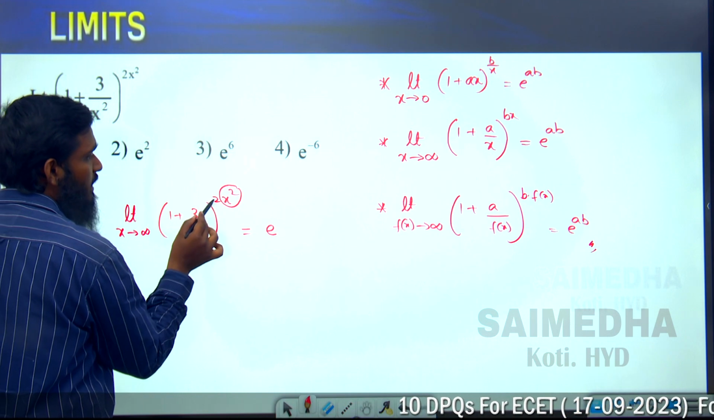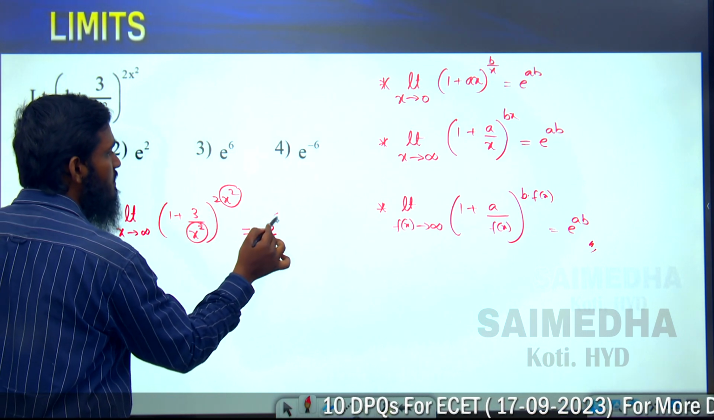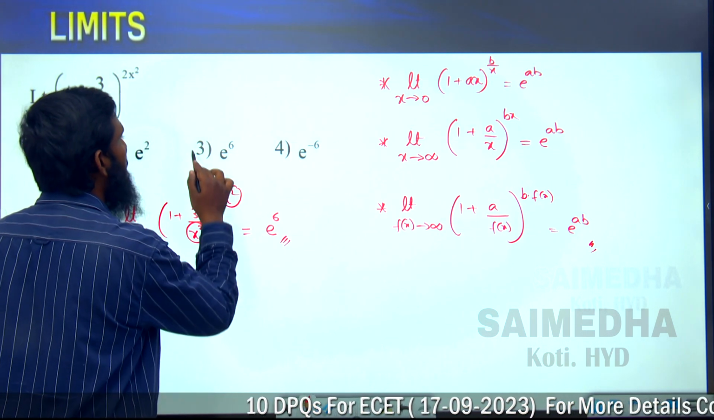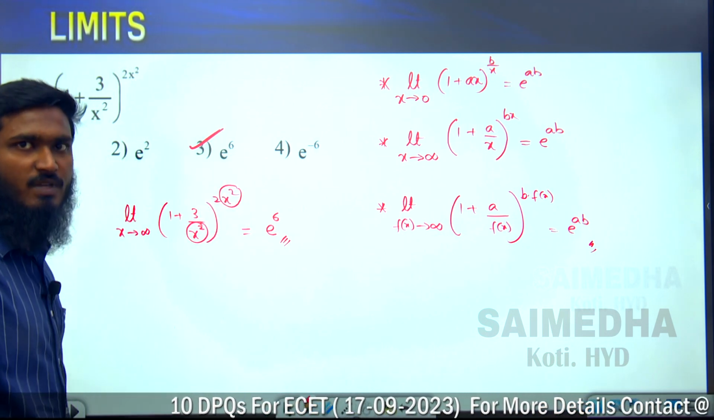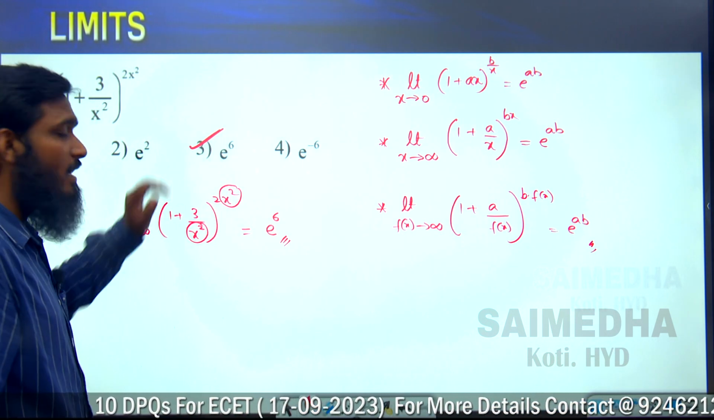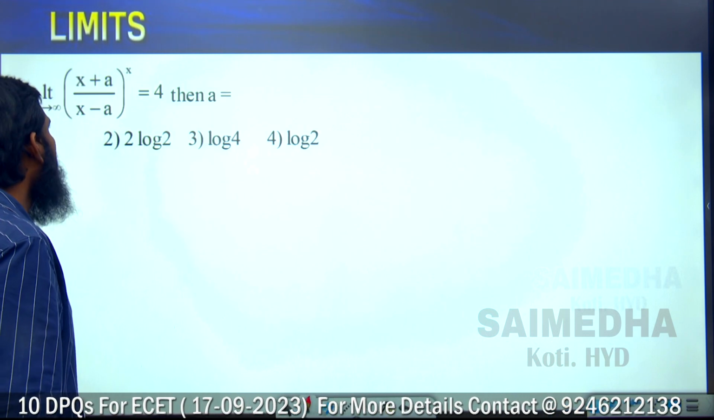What is a value? 3. What is b value? 2. 3 2s are 6. Okay. So what answer are we getting? e power 6. Third option is correct. Is it clear? So by using this simple formula directly we can solve this type of questions.